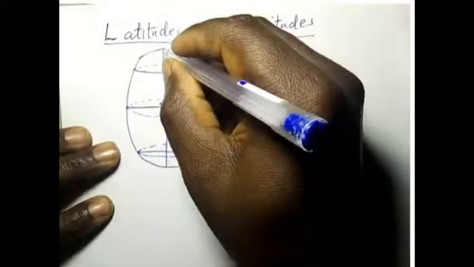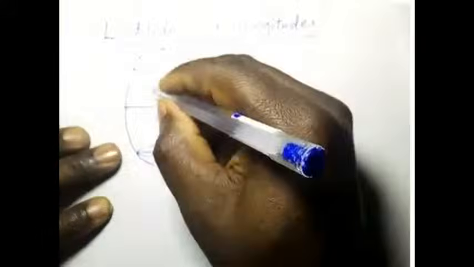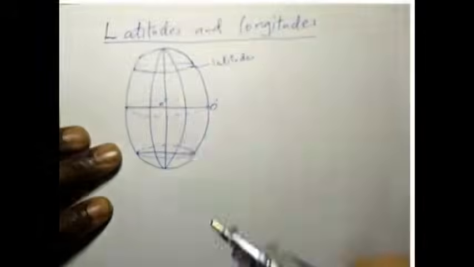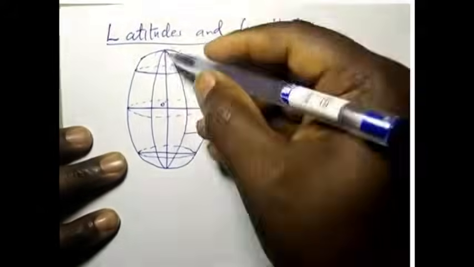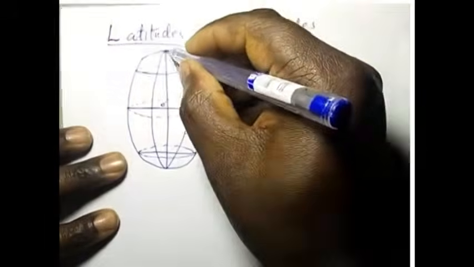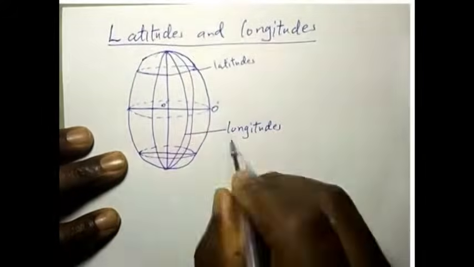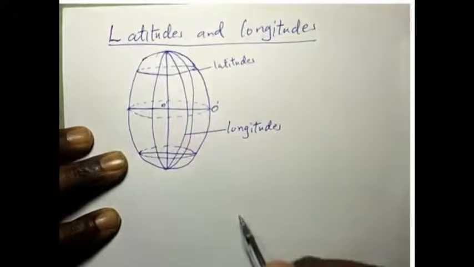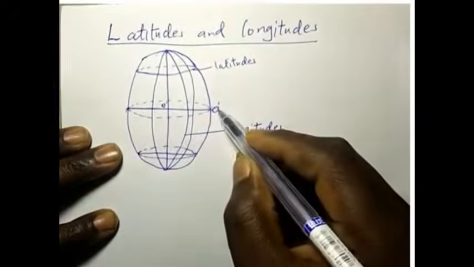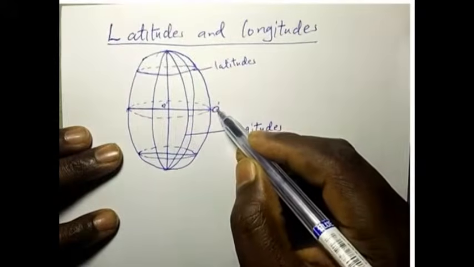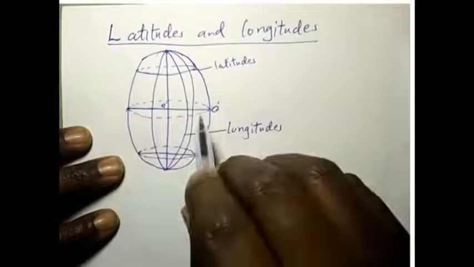And the lines that go down like this, these are called longitudes. They are great circles. All longitudes are great circles. It is only the equator that is a great circle among the latitudes, because the equator is our reference point. When we want to locate a point or a place on the globe, these are the lines we use.